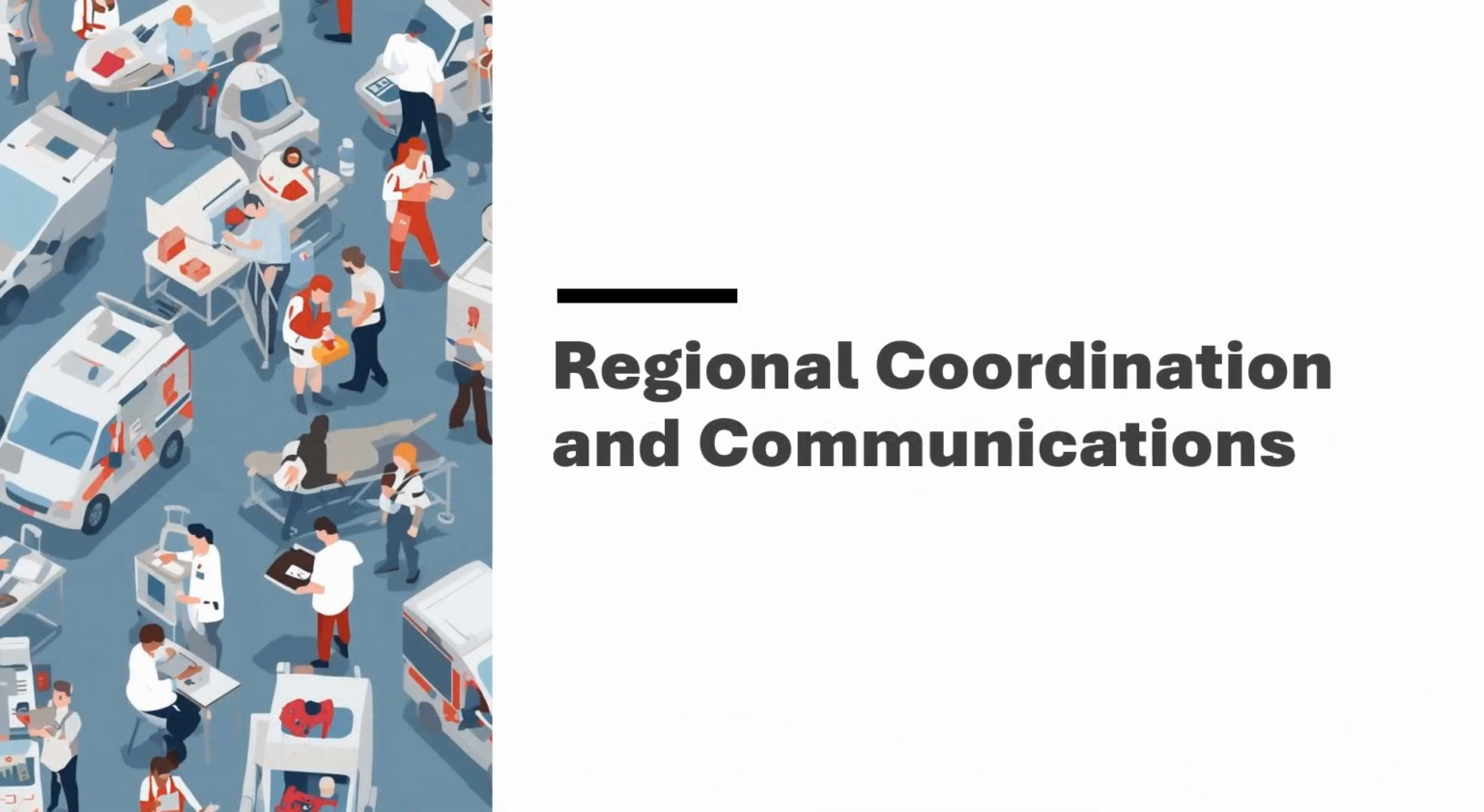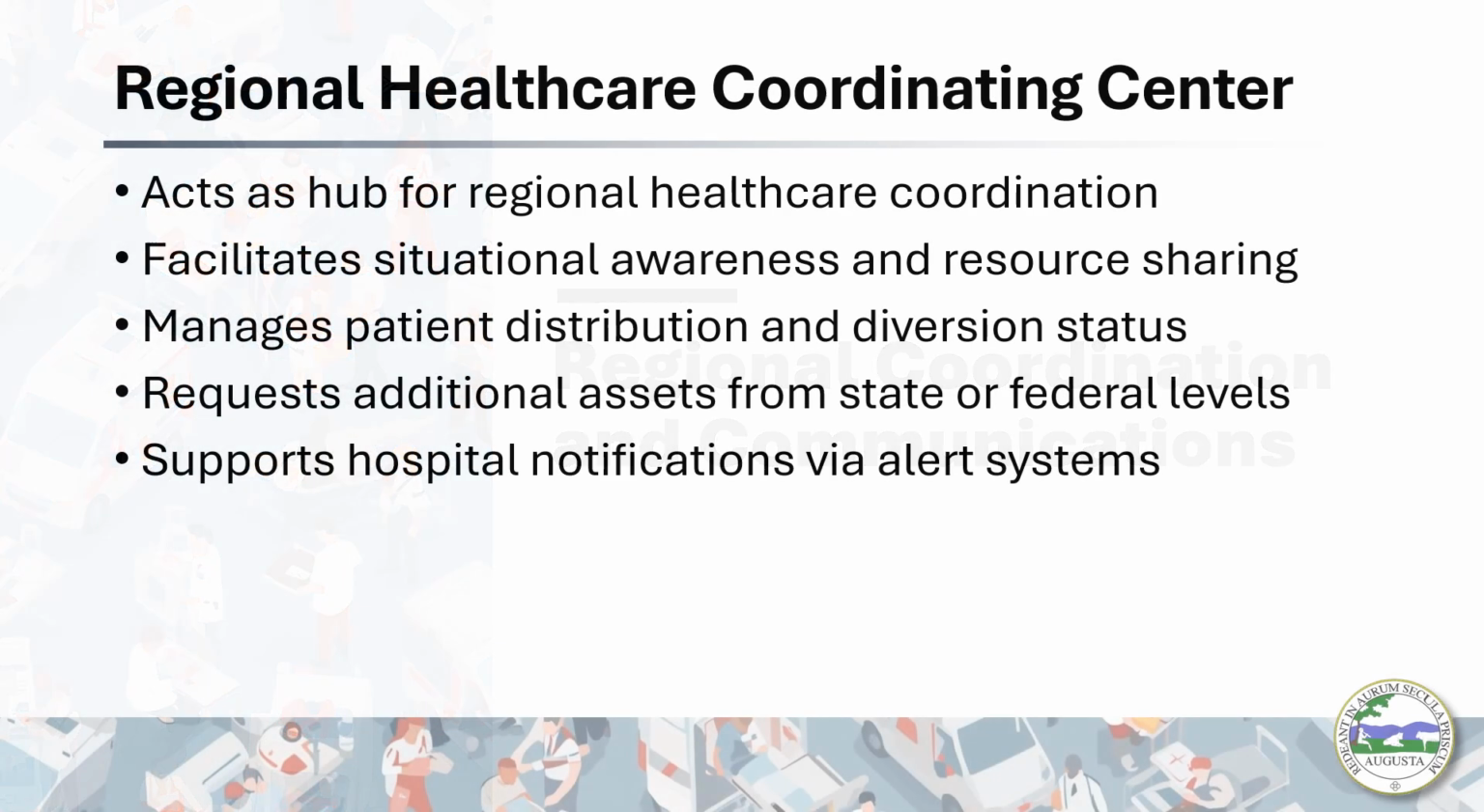Regional coordination and communications. The Regional Healthcare Coordinating Center, or RHCC, serves as the hub for coordinating hospitals and healthcare facilities within a region. It works with the Virginia Department of Health and the Virginia Hospital and Healthcare Association to ensure situational awareness and central coordination during public health or mass casualty events. The RHCC tracks and shares critical information, coordinates patient distribution and hospital diversion status, and requests additional resources from other regions, the state, or federal agencies as needed.